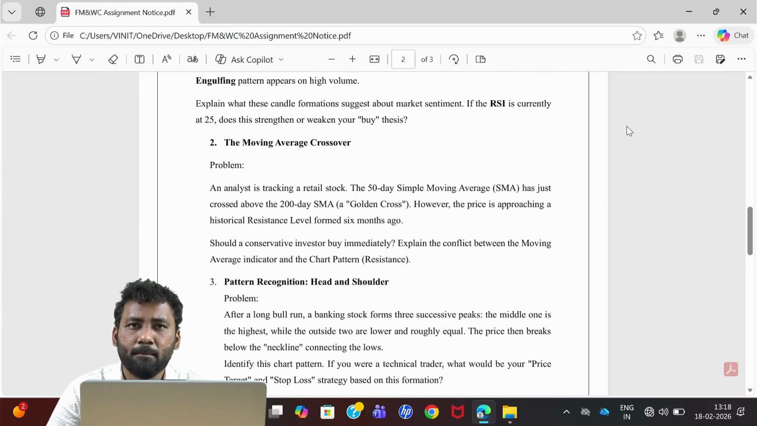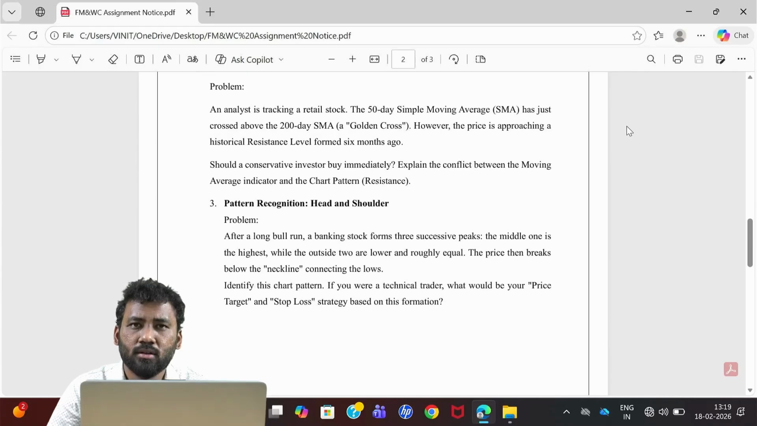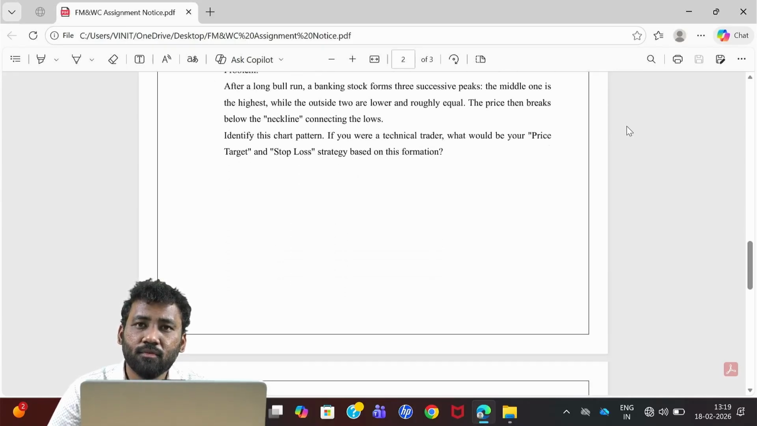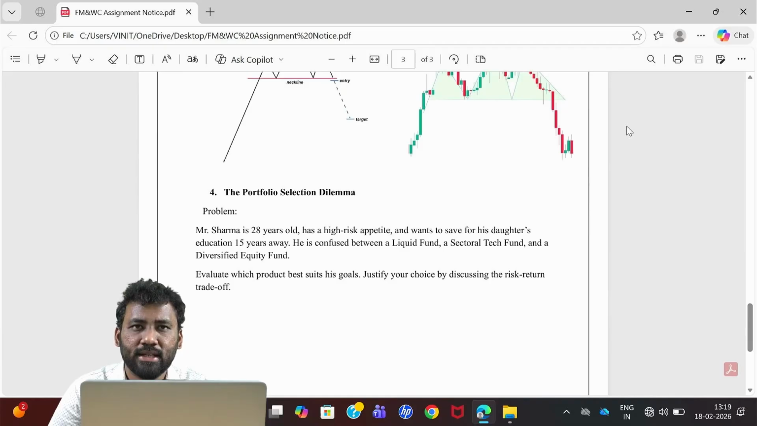Third one, pattern recognition, where there are different patterns. Out of that, I have kept two patterns like head and shoulders. There are various other patterns under candlesticks, which I have explained during the lecture. For this head and shoulders pattern recognition case, there is also a specific problem and a subsequent question which you need to answer. The fourth one, the last one, is the portfolio selection dilemma.